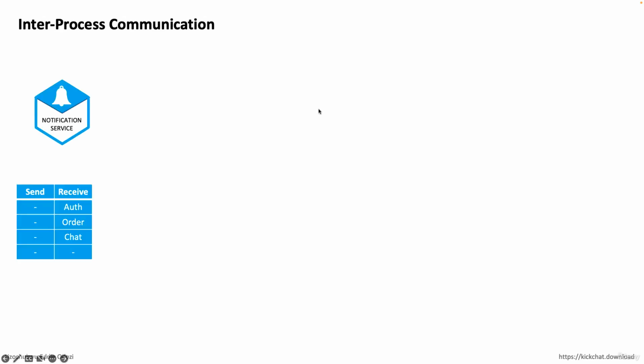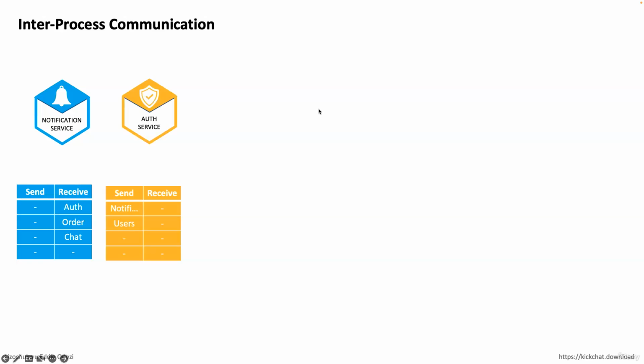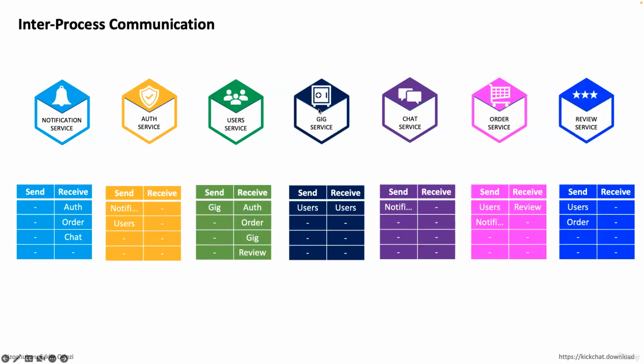Now, you remember this image right here, the interprocess communication, okay? In the notification service, which is where we are currently working, you can see that it doesn't produce any message. It doesn't send any messages. It only receives or consumes messages, and it consumes messages from the authentication service, from the order service, and from the chat service. So we are going to create methods to consume messages from the auth service, the order service, and the chat service.